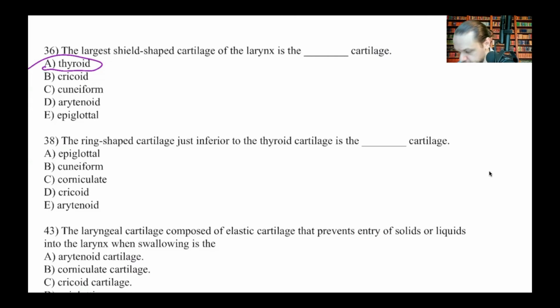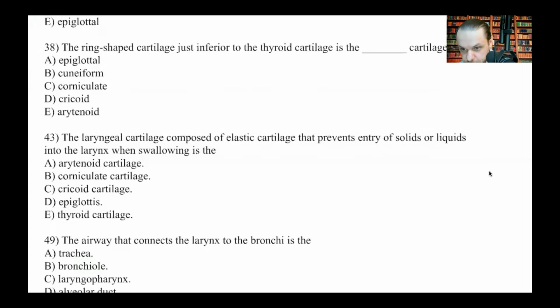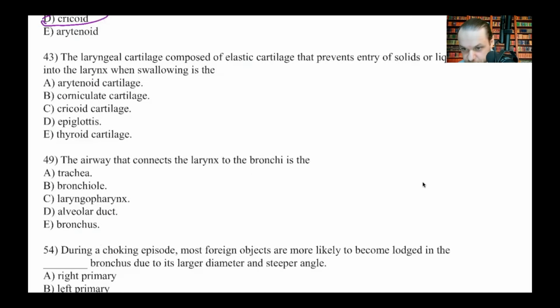All right. Next question is 38. Let's do Brenda. The ring-shaped cartilage just inferior to the thyroid cartilage is the D, cricoid cartilage. Excellent. So as I was just saying, you're going to find your thyroid, then you're going to find your cricoid, and between is the cricothyroid membrane. Excellent. So it's good. 43, let's do Ian.